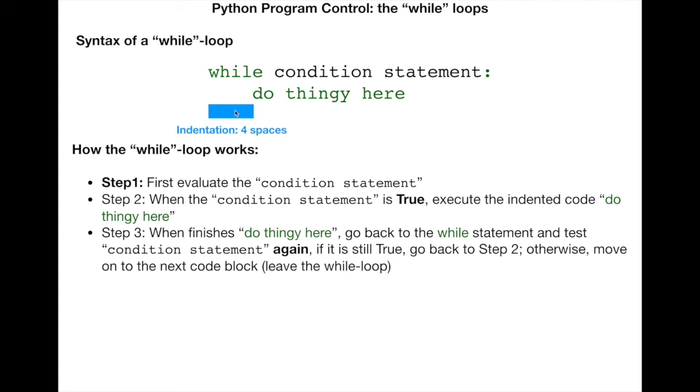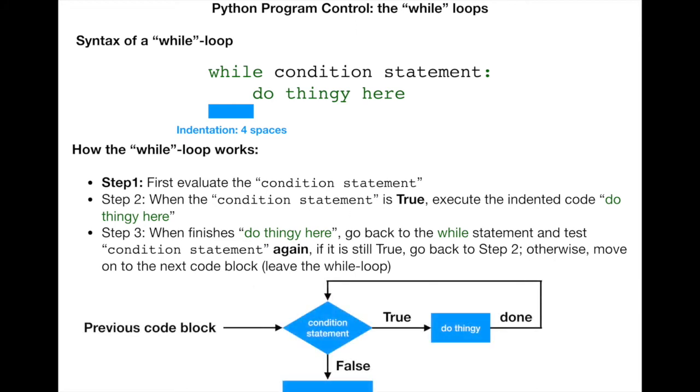All right, so how does the while loop work? In the first step, we evaluate the condition statement after the while statement, and if it's true, then we execute the indented code, do thingy here, right? One difference between a while loop and an if statement is that when this code is done, you go back to the condition statement to see whether the condition is true or not. If it's true, then we do it again, and we come back to the condition again until the condition is false, and then we move on to the next. Right?